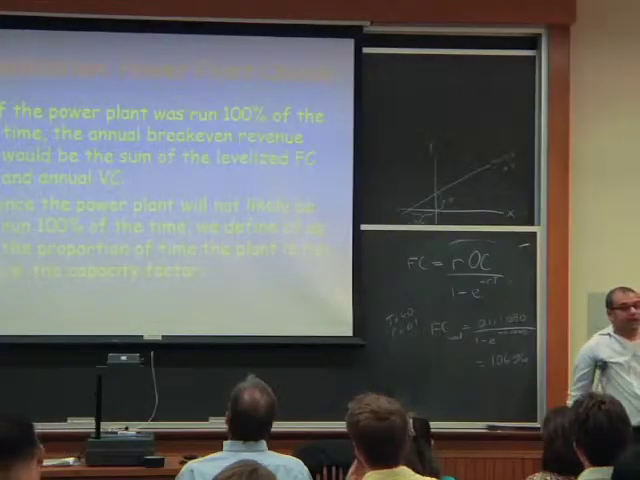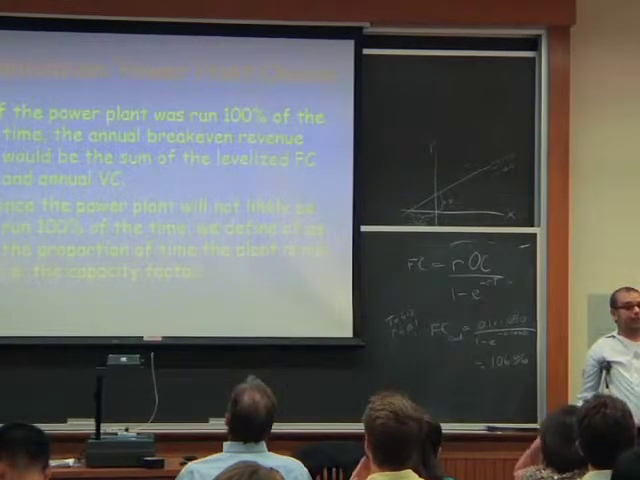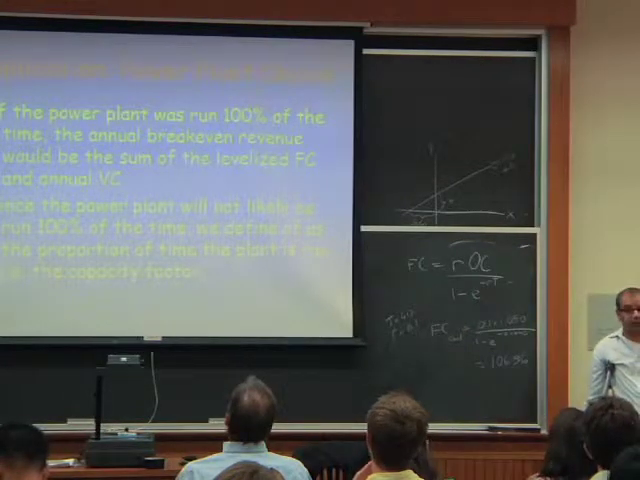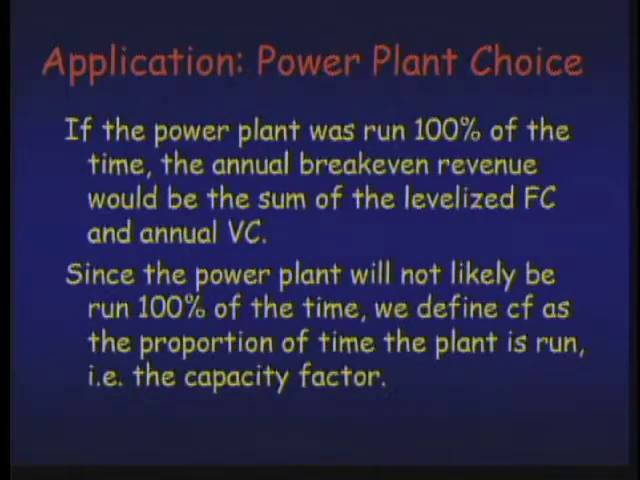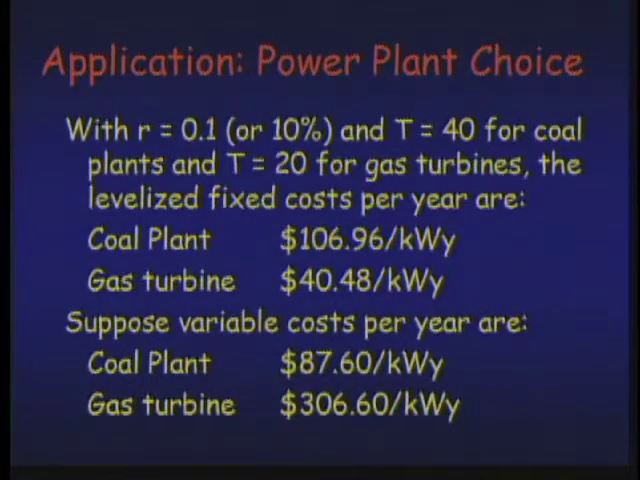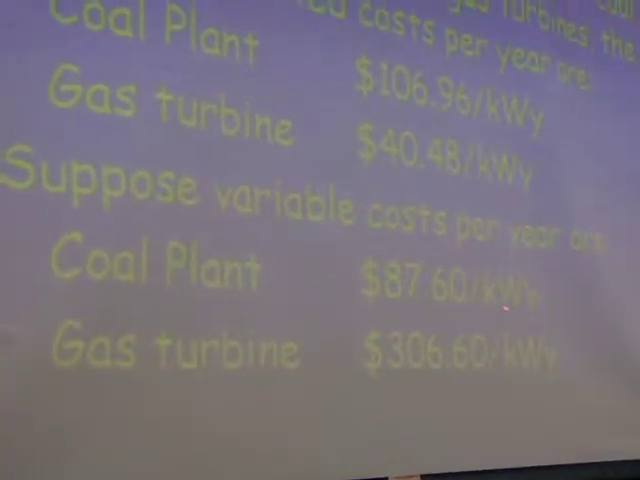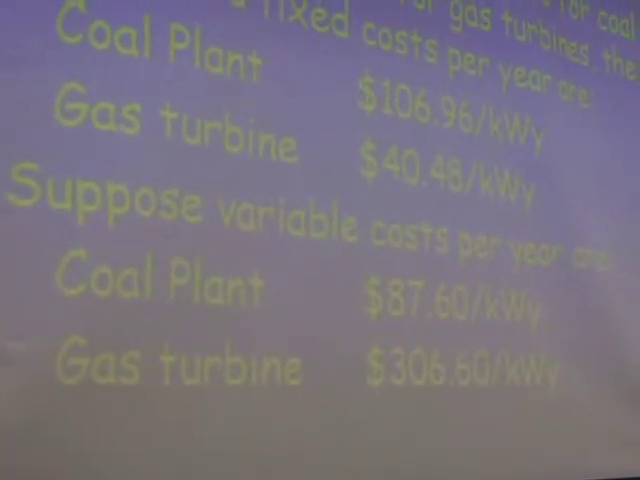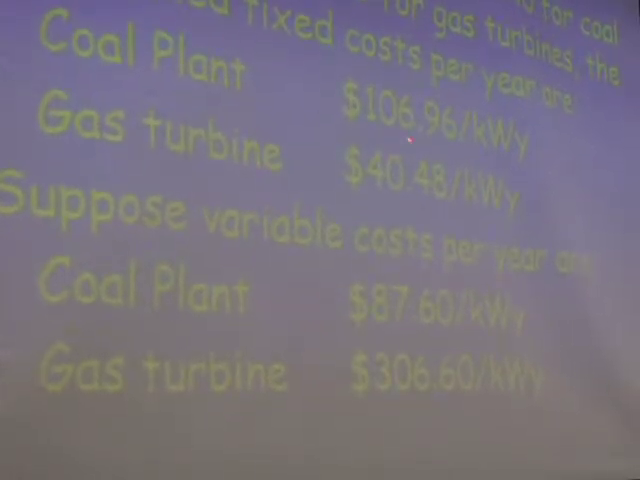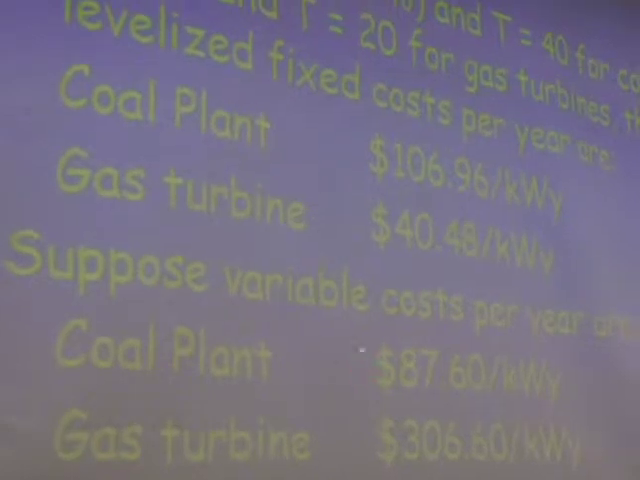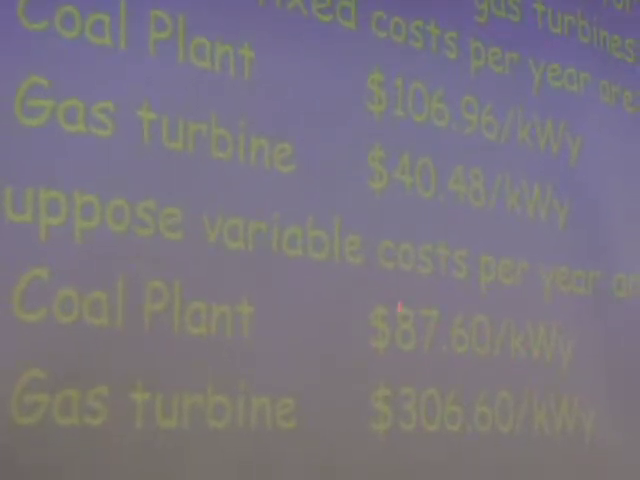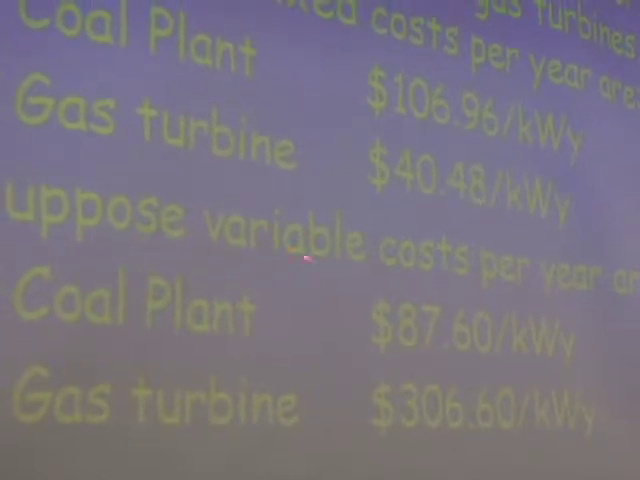If the power plant is run 100% of the time, then how much revenue do you need to break even, or what will be your total cost of operation? It's going to be your fixed cost plus your variable cost, because this is your fixed cost for all kilowatts produced in the year. So variable cost for all kilowatts produced in the year for 8,760 hours. So if you were running 100% of the time, you could simply take for the coal plant 106.96 plus 87.60, and you'd get a number something like 195 per kilowatt.